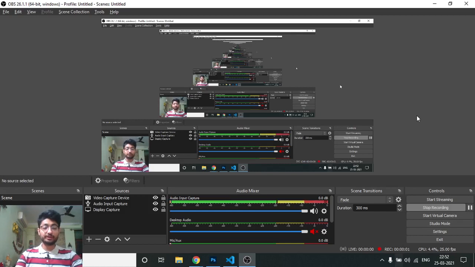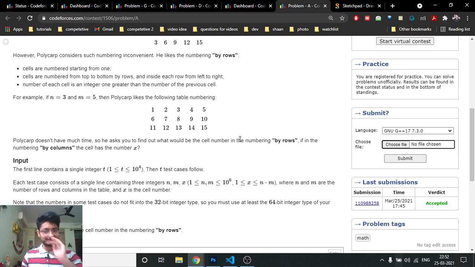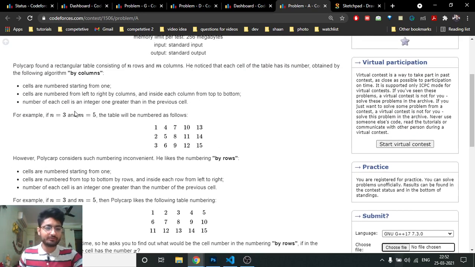Hello friends, today we're going to discuss the first problem from the latest Codeforces Round 710 Division 3, named Strange Table. I'll tell you the problem statement in simple terms. It states that you are given a matrix of n cross m. As you can see in this example, it is 3, 5.